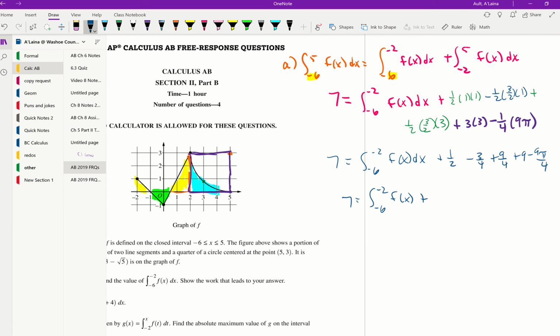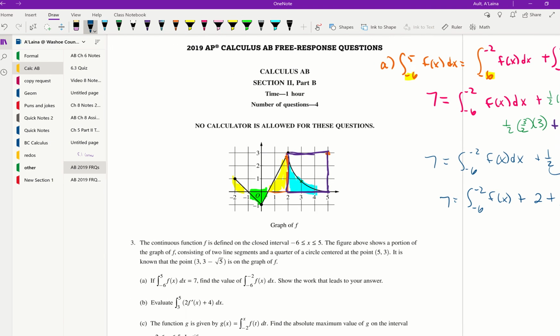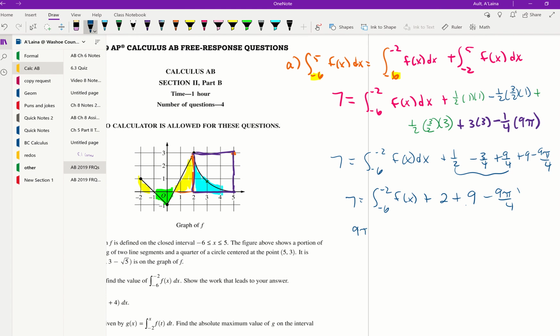Let's see if I did my computation correctly. 9/4 minus 3/4 would be 6/4. And then I have this 1/2, which is 2/4, plus 6/4 for this portion, which would become 8/4, which is 2. And then plus the 9 from the rectangle that was too big, and minus the 9 pi over 4. So if I move things around a little bit, I'm going to subtract 11 off from both sides and add the 9 pi over 4. I'll have that this definite integral is equal to positive 9 pi over 4 minus 4.